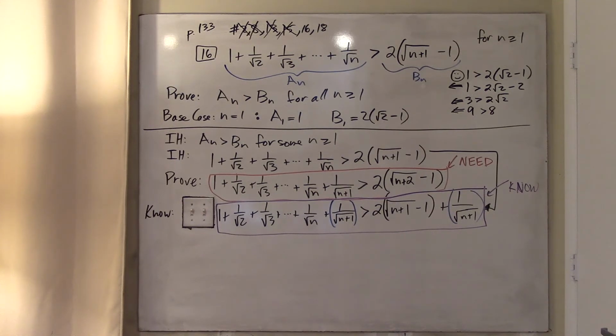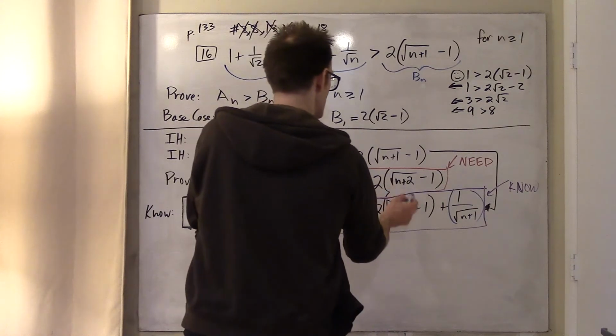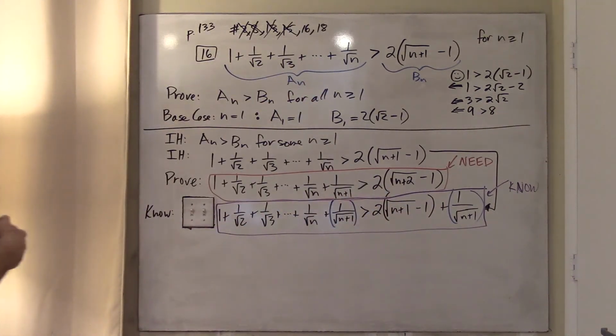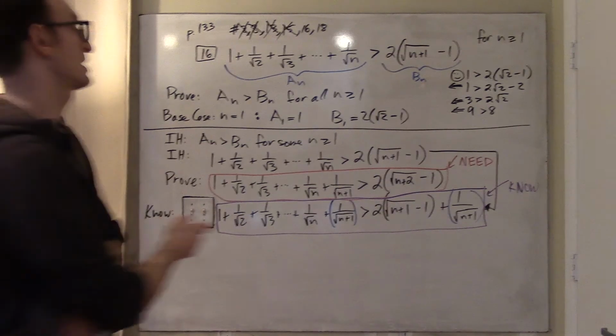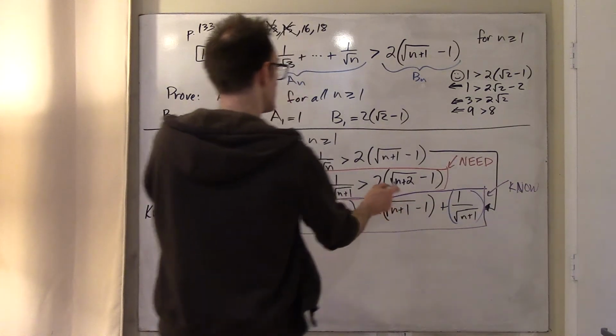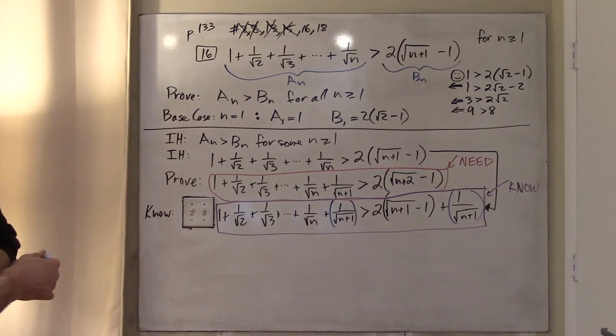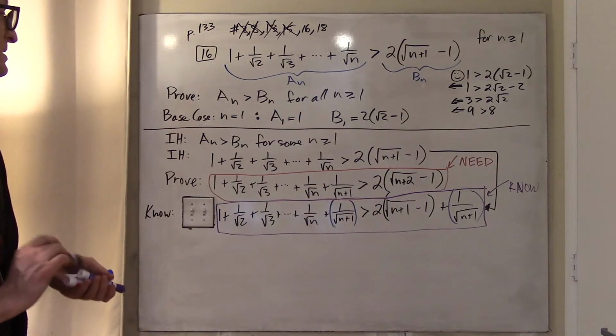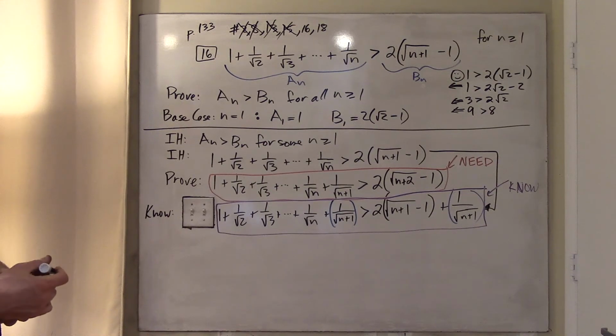Answer: with a bridging inequality. Give me a second to figure this out. I guess what I want to show is that this is bigger than this. Make sure I have that right. No, I had that backwards. I need to show that this is bigger than that. I think that's right.